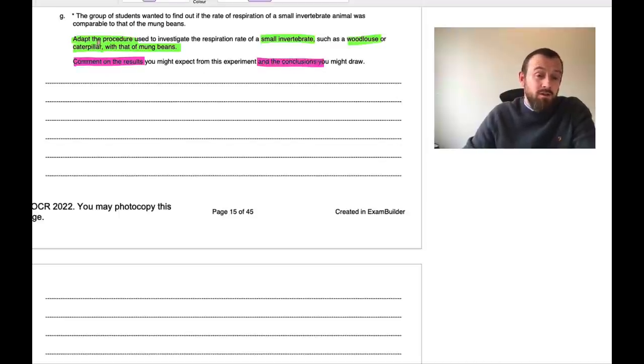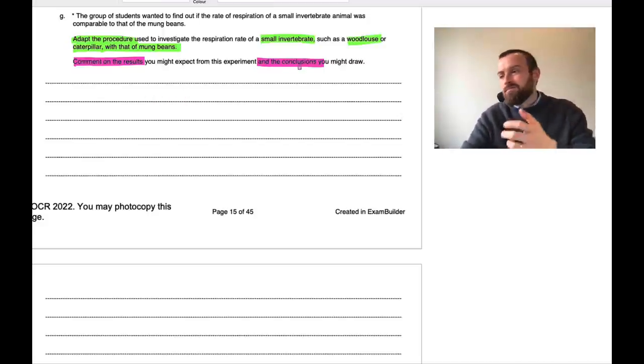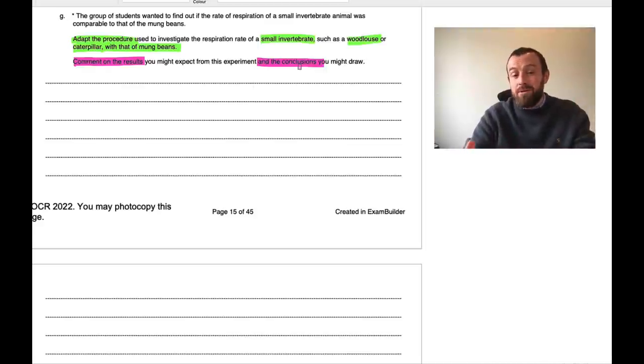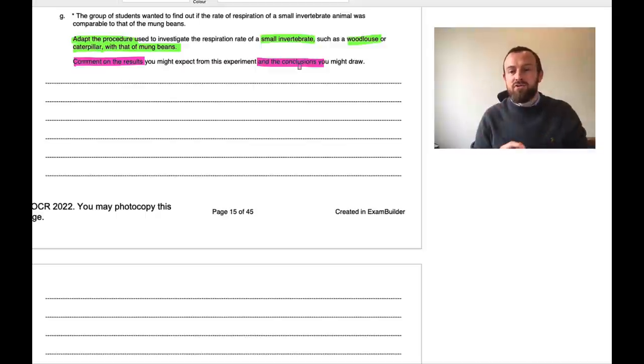So there's two parts. There's a green part and a pink part. Adapt the procedure and then comment on the results and conclusions. And really, if it's a six marker, we might imagine that there's three marks available for the adapting and three marks for the results and conclusions. And whenever you're answering a six marker, I'd probably not go 3 and 3. I'd try and go 4 and 4 for safety's sake, because there's no negative marking. So try and say 4 things about adapting the procedure and 4 things about the conclusions.